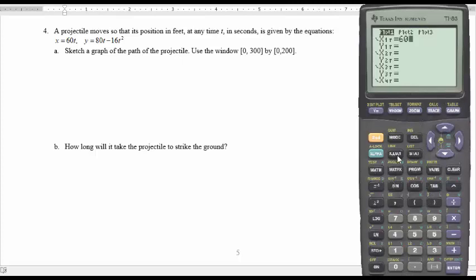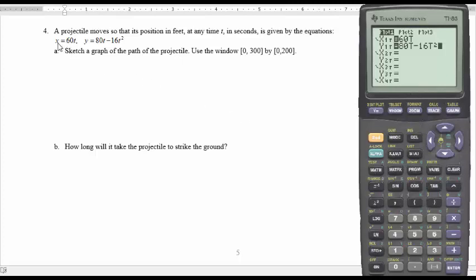So x1 of t is 60t and y1 of t equals 80t minus 16t squared. And if anyone's ever done physics, this is the kind of equation you'd have in physics because you have a horizontal component of the velocity and a vertical component of the velocity, right?